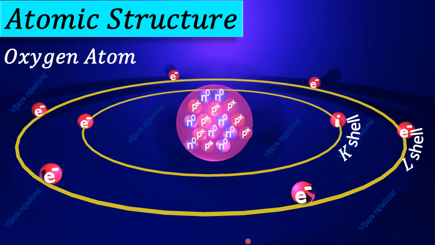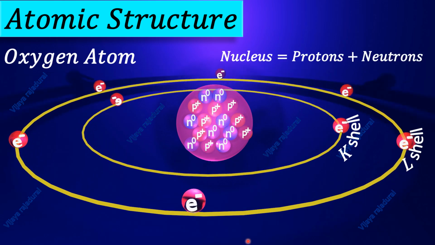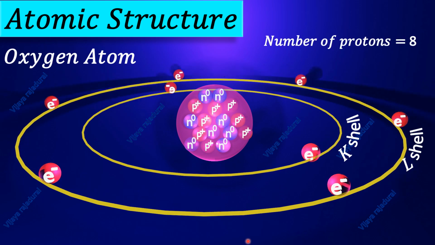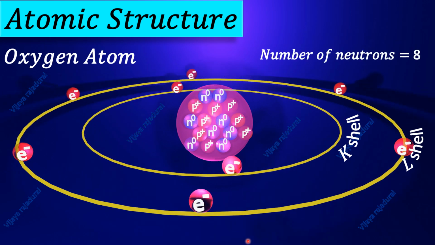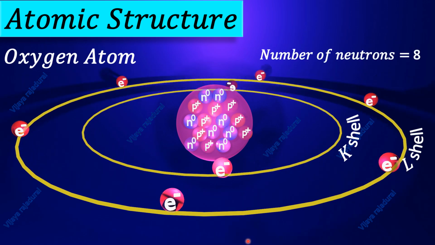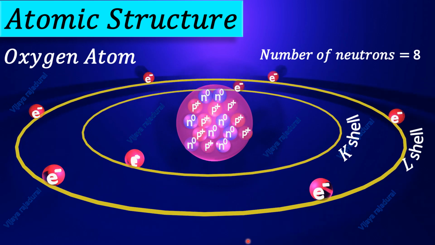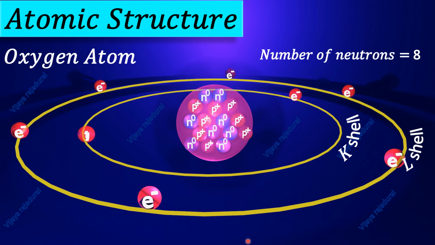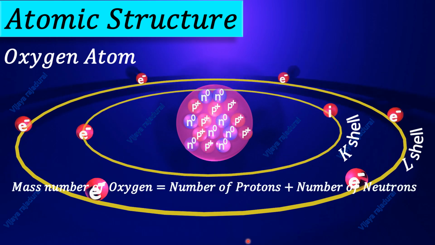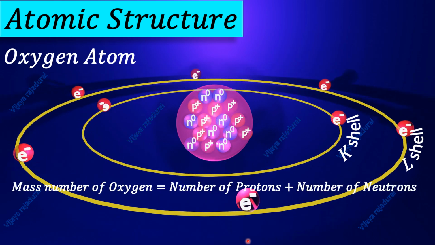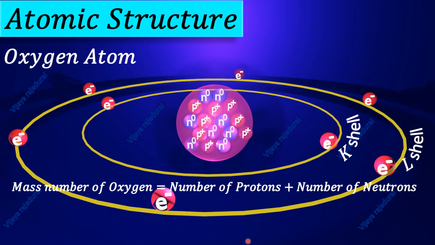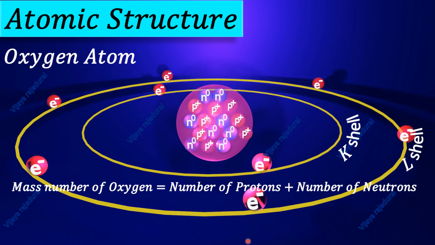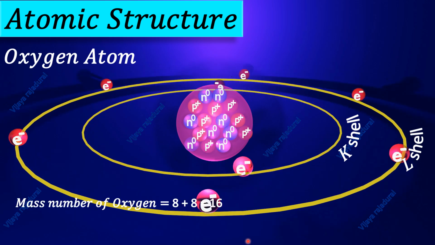We know that the nucleus consists of protons and neutrons, subatomic particles. In this atom, 8 protons and 8 neutrons are present. Using this number of protons and neutrons, we can calculate the mass number of the oxygen atom. The sum of protons and neutrons is known as the mass number of that atom. So here, the mass number of the oxygen atom is equal to 8 plus 8, which is equal to 16.